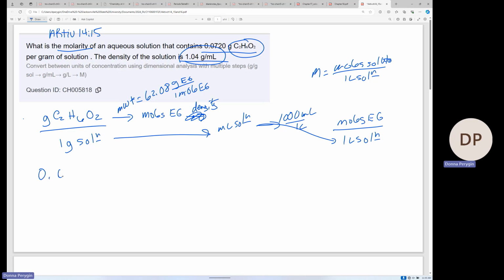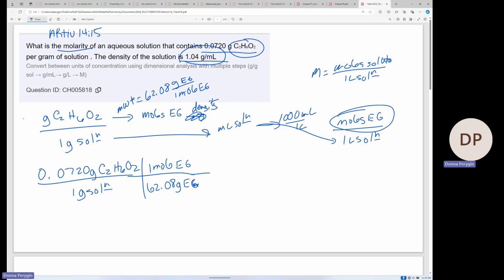We've got 0.0720 grams of C2H6O2 per 1 gram of solution, right? Next, we're going to use the molecular weight. That's 62.08 grams of ethylene glycol, that's our C2H6O2, per mole of ethylene glycol. Now, that's what we needed in the numerator. We need moles per liter of solution. So we have our moles of ethylene glycol.